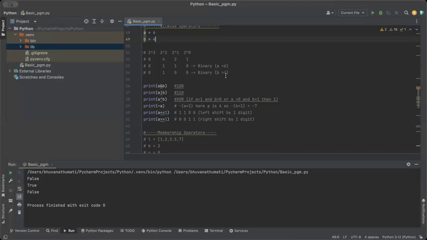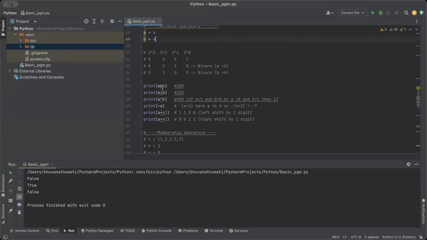For B equals to 4, what are the combinations we will get 4? Only 4 is the value we can get 4. Another combinations we won't get 4. So 0, 1, 0, 0. So this is how we have to write in binary format.